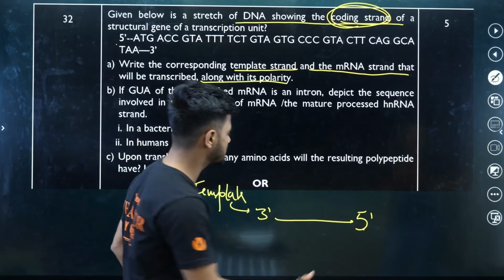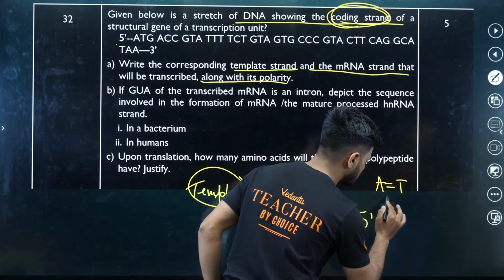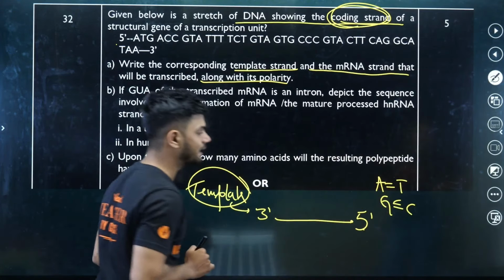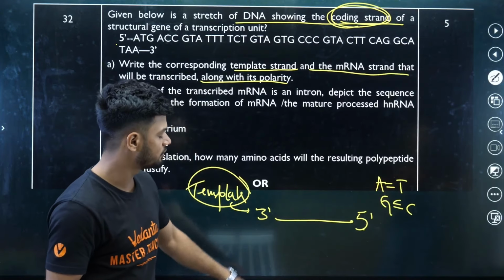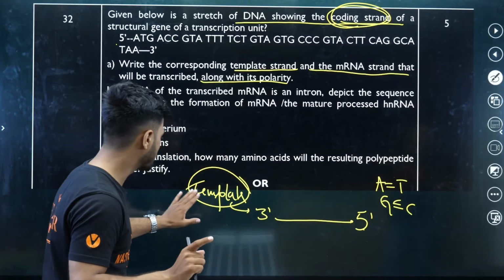The only difference here is in the case of your template strand, adenine will be changing. Wherever we find A, we'll be replacing it with T, and wherever we find G, we'll be replacing it with C. Simple difference. That is your template strand.